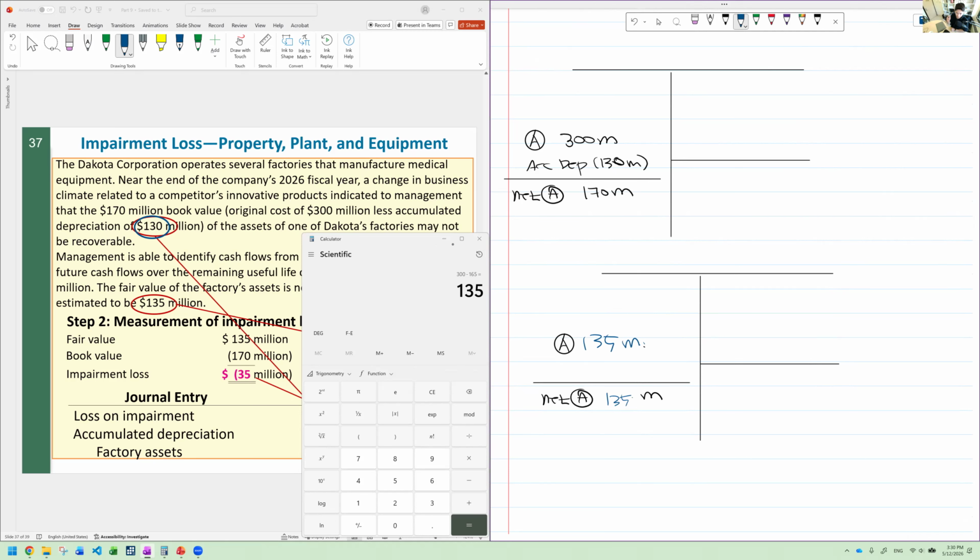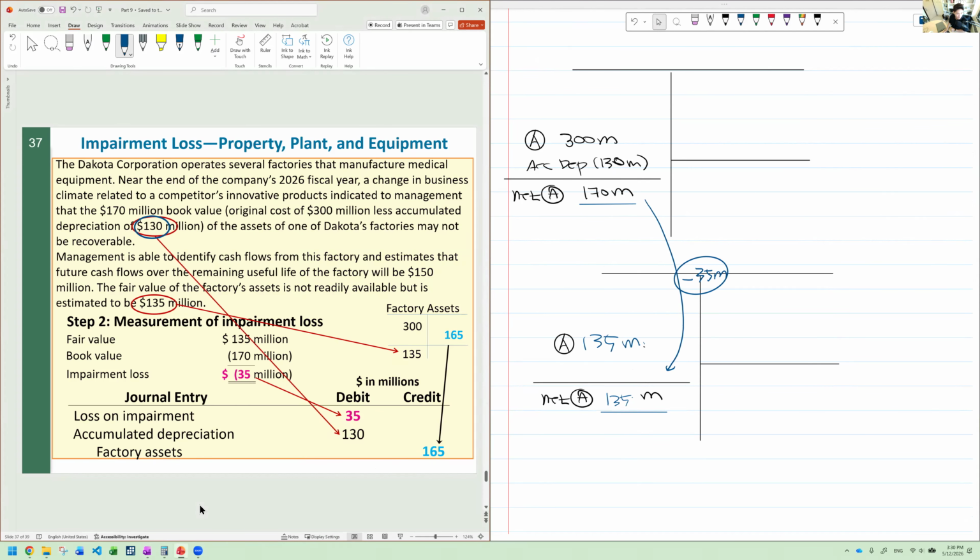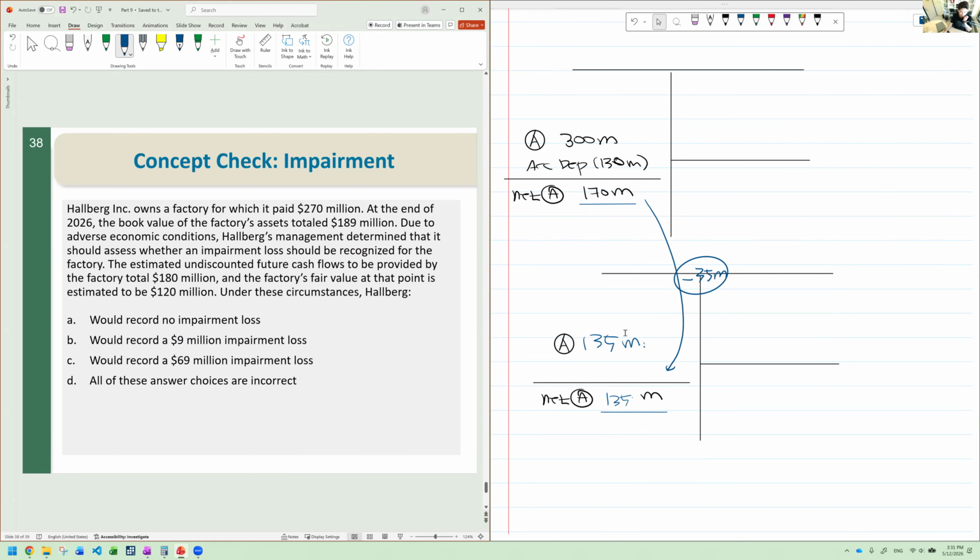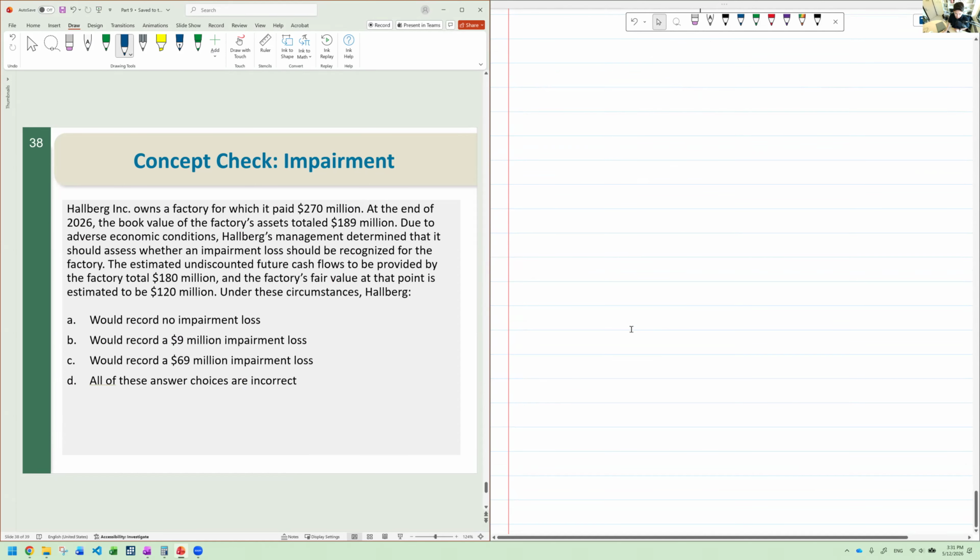As you can see, this asset lost value by $35 million. Previously it was 170 million. Now we are reporting at 135. So $35 million loss, impairment loss. That's how you first determine whether or not this particular asset lost value, and second, the extent, the magnitude of the loss of value. All right, so let's take a look at this mini exercise question.